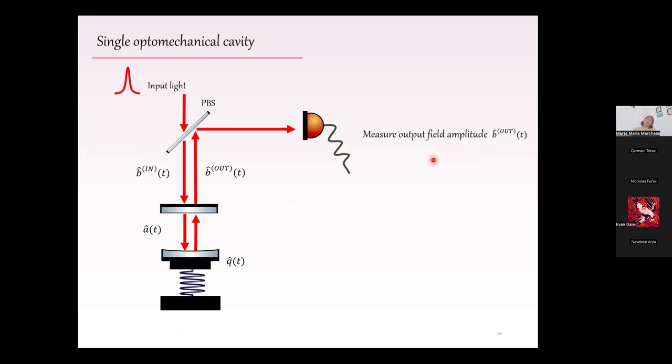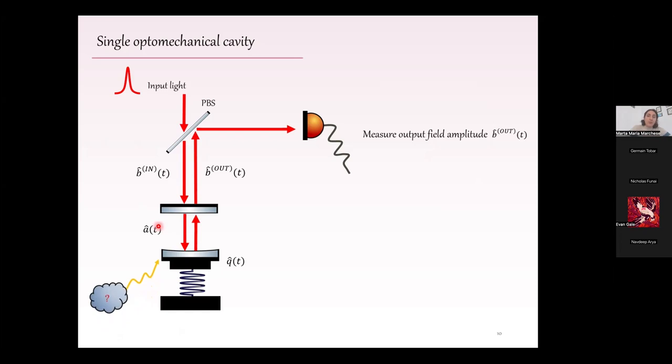Now I want to present the system that we want to use. We want to use optomechanical systems, and we want to implement a coherent averaging scheme to enhance the sensitivity and detect one of these fundamental forces I mentioned at the beginning. Starting from a single optomechanical cavity, the idea is to inject some light in a cavity, and we can describe the input field and the output field in terms of this B operator. Then we name differently the field inside the cavity.